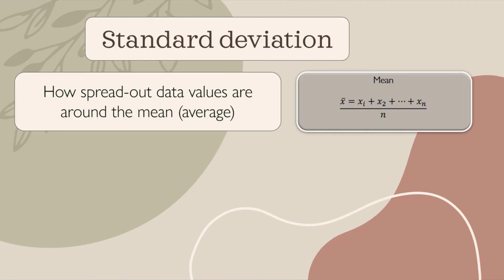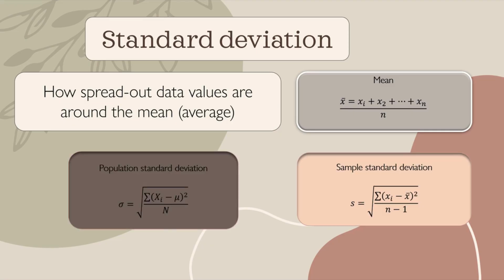There are two kinds of standard deviation. One is the population and one is the sample standard deviation. So you might ask, what is the difference between the population and the sample? Population is, like, if you have the population of your country, we are calculating the standard deviation of the whole population and checking the spread around the mean value.